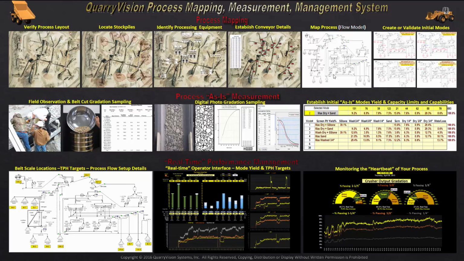Once that flow model has been created, alternatives are evaluated to establish the variations and configurations that are physically possible within the design of the process to create multiple modes of operating, which likely will have different production rates and capabilities and limits, as well as variations in the yield of key products and byproducts.